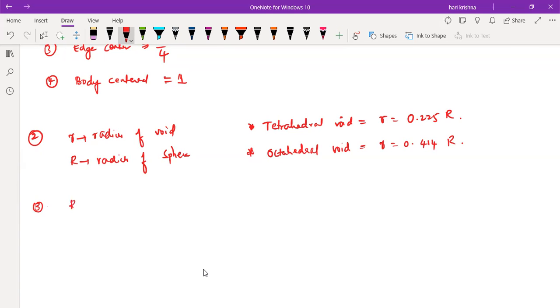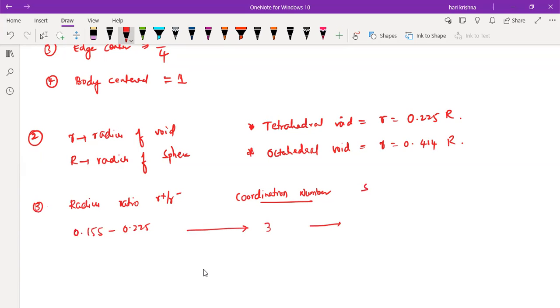So if you have the radius ratio, r plus to r minus, between 0.155 to 0.225, then what is the coordination number? The coordination number will be 3 and the structure will be planar triangular.